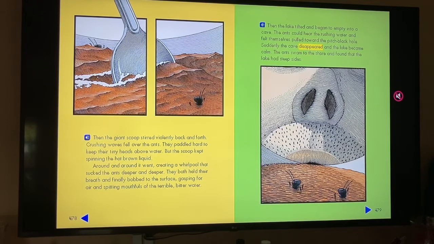The ants could hear the rushing water and felt themselves pulled towards the pitch-black hole. Suddenly the cave disappeared and the lake became calm. The ants swam to shore and found that the lake had steep sides.